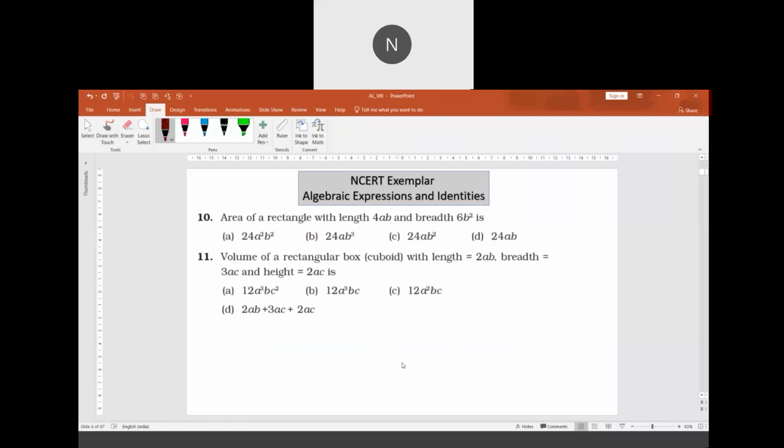Question 10. Area of rectangle with length 4AB and breadth 6B square is. Sir, 24 AB cube. Option B, sir. 24 AB cube.